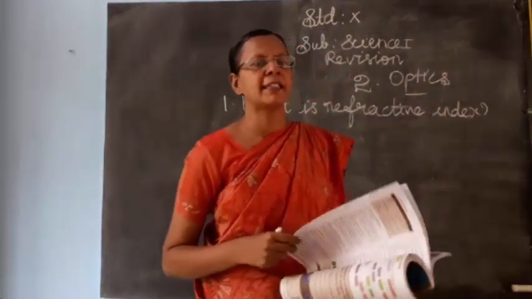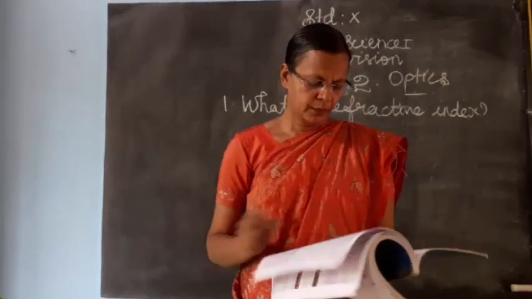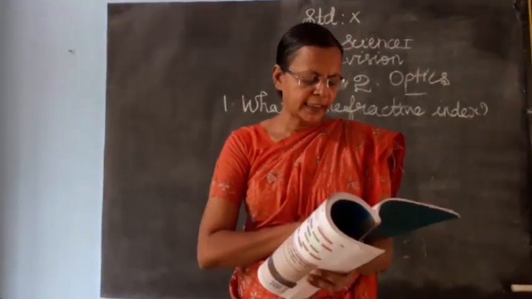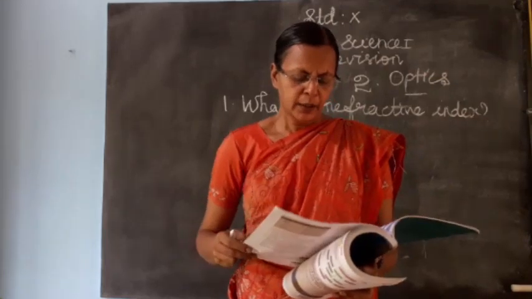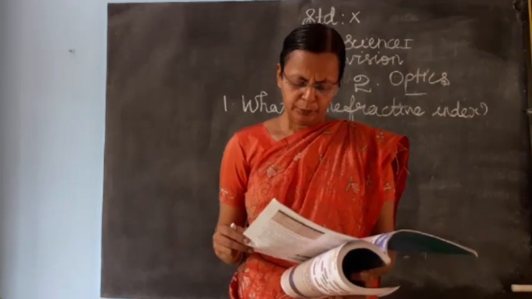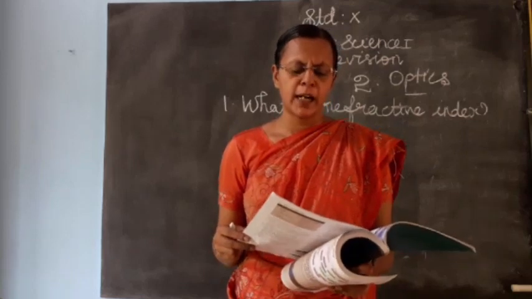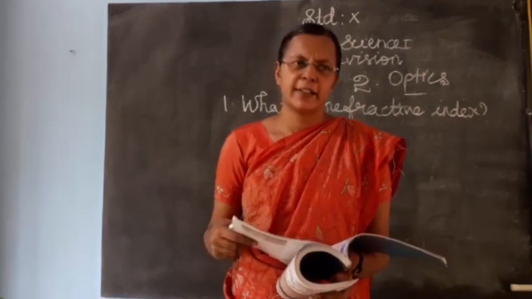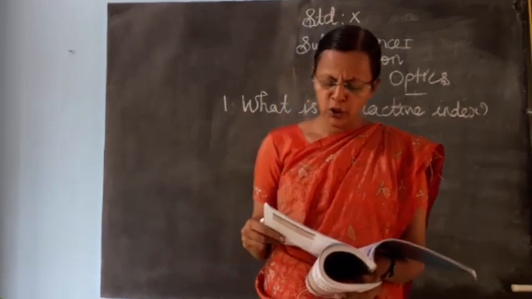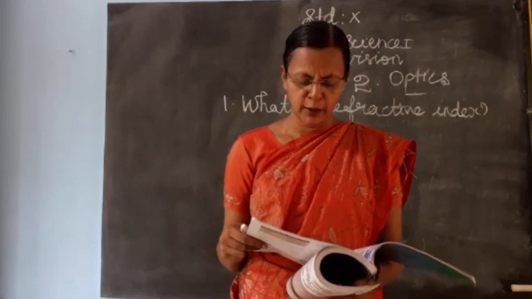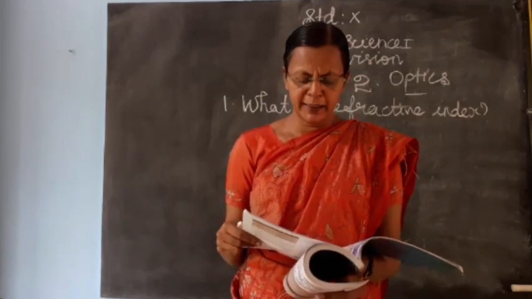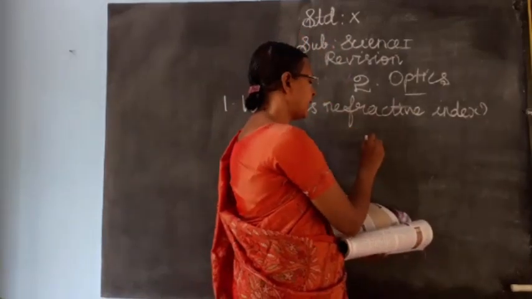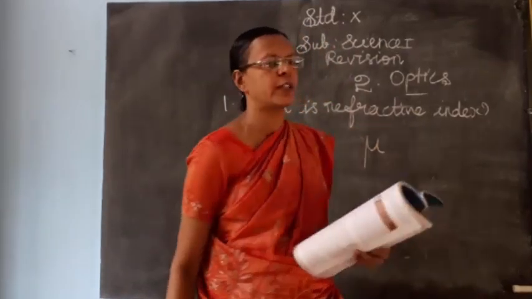The answer is on page number 17. What is refractive index? Page number 17, below the second law of refraction, first point, last 3 lines. The ratio of the speed of light in vacuum to the speed of light in a medium is defined as the refractive index, mu, of that medium. The symbol for the refractive index is mu.